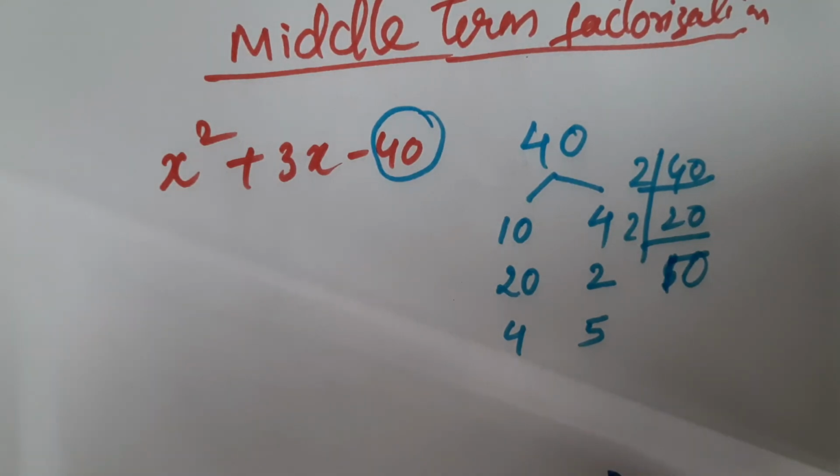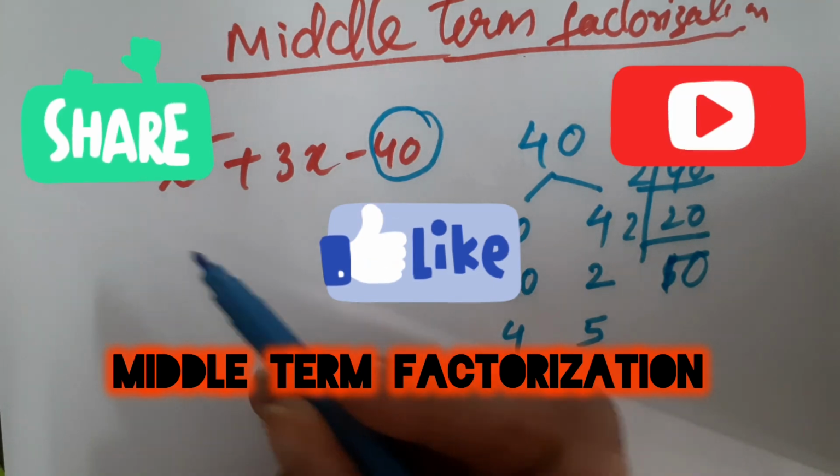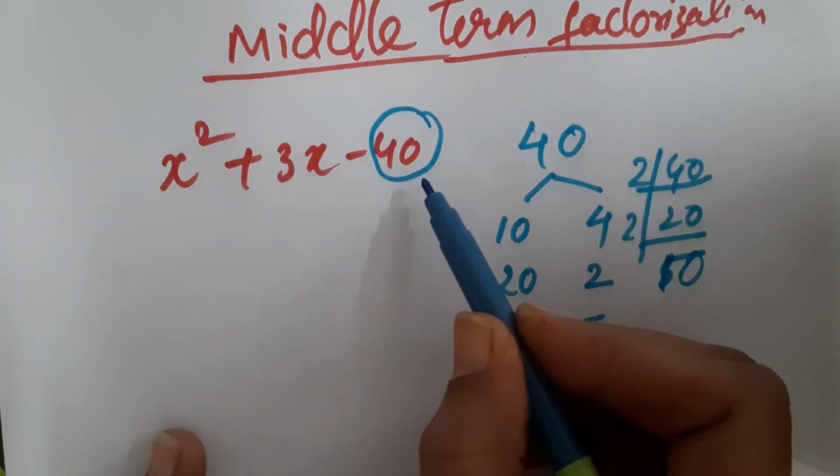Students, let's start with middle term factorization. I'm your Kusum ma'am to teach you middle term factorization in a simple way. So here the question is x square plus 3x minus 40.